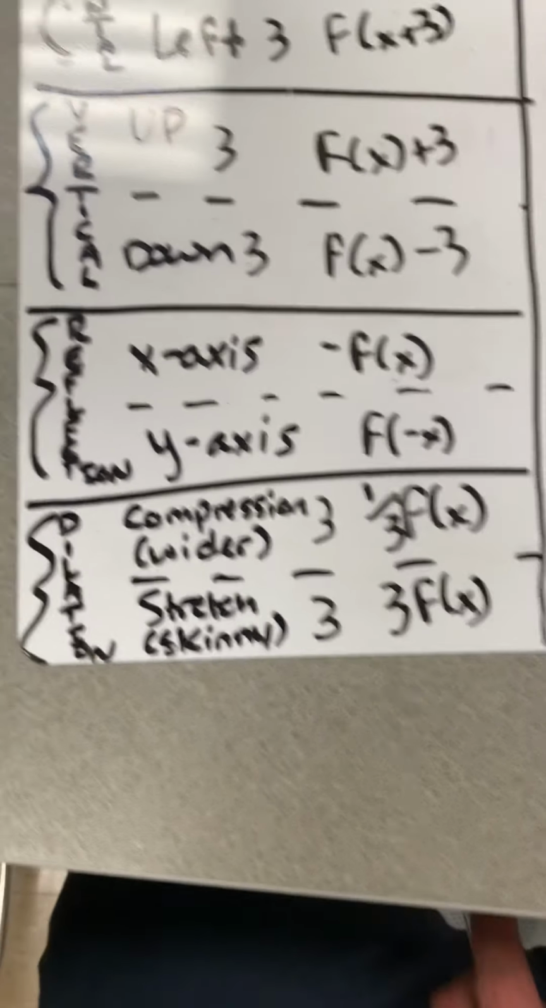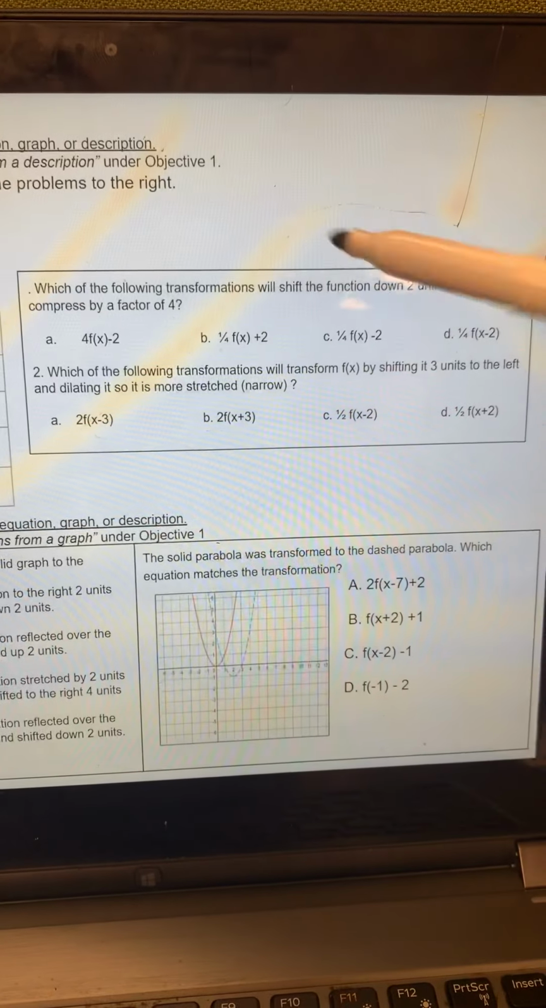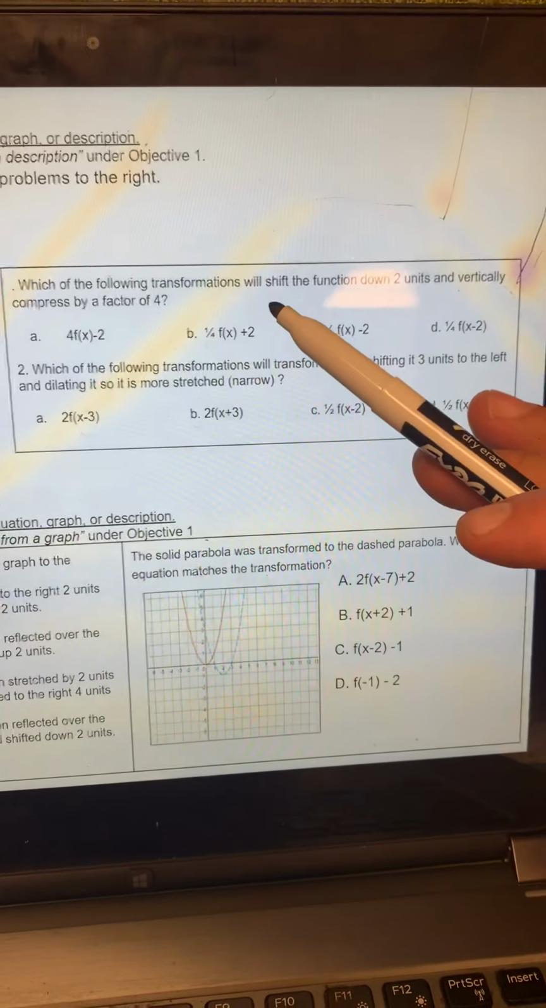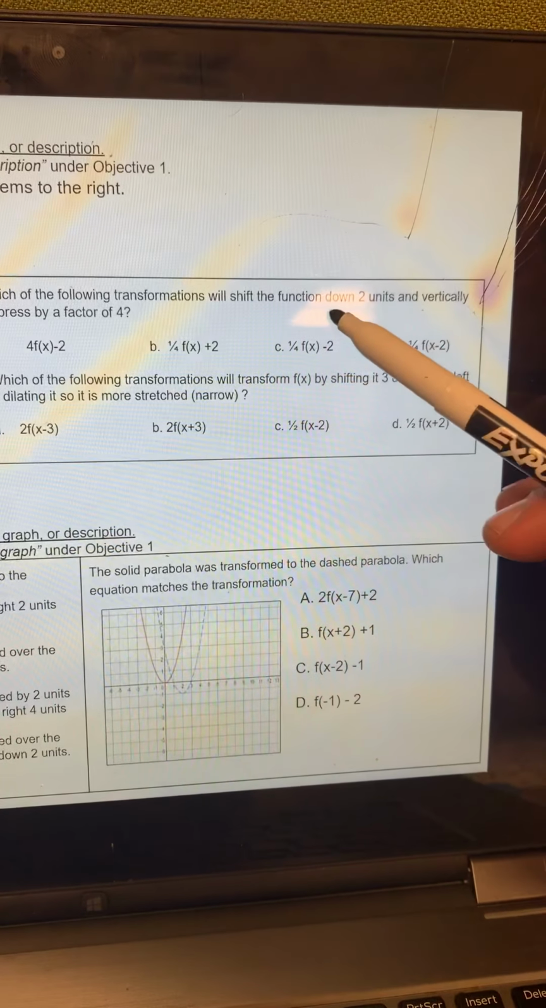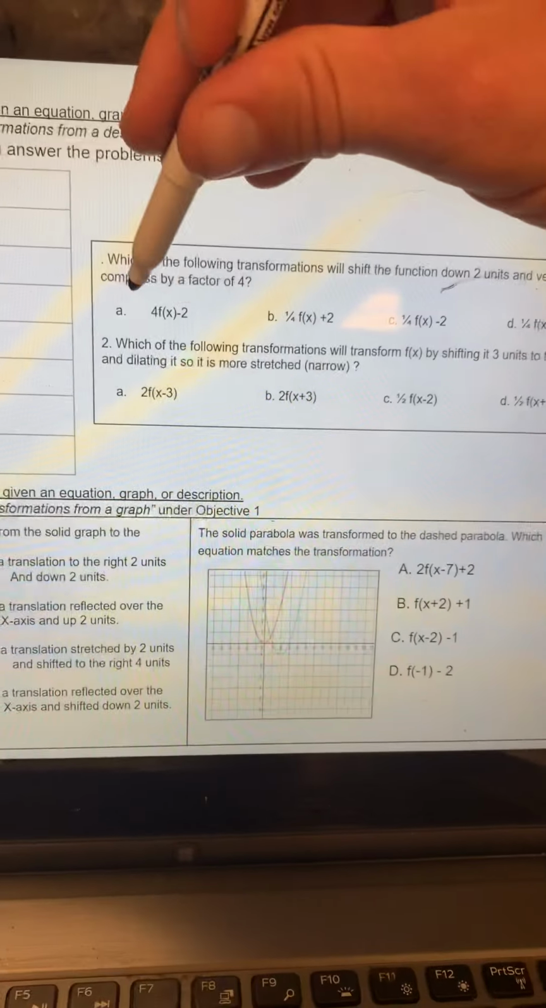So now what we're going to do is look at these 2 word problems, okay? You guys got your table filled out, and let's go. All right, so which of the following transformations will shift the function down 2 units and vertically compress by a factor of 4?